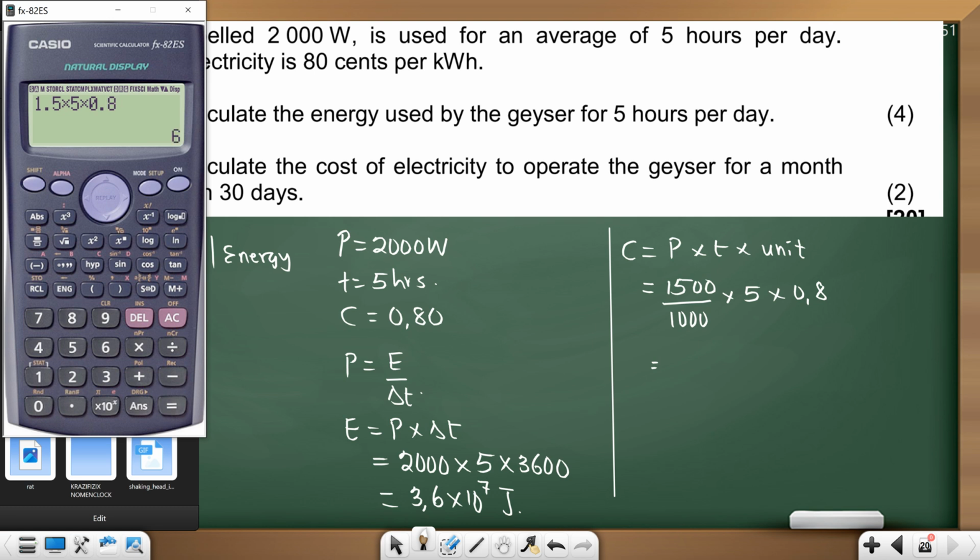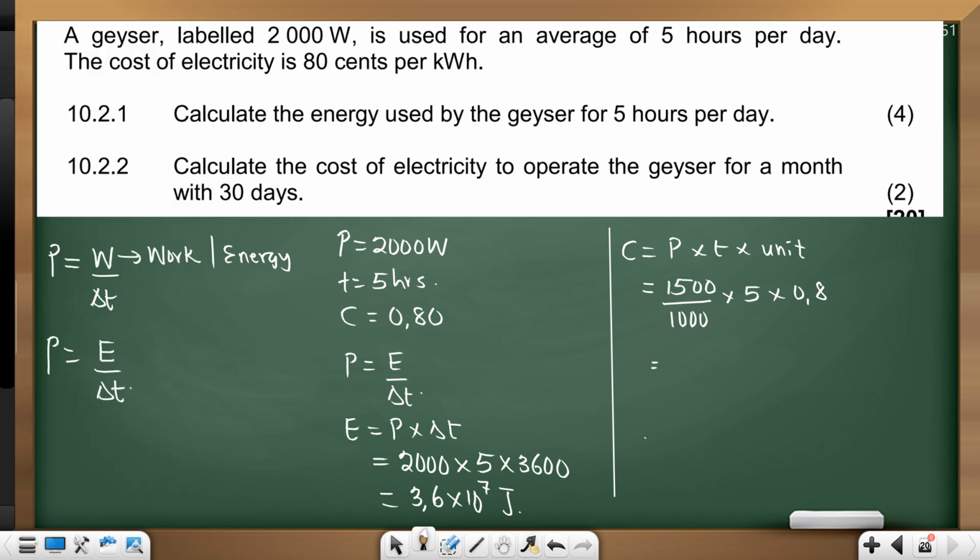What did you get? You said you got what? No, but the 9 is wrong. Is it? No. Oh, wait. Hold on. They said calculate the cost of operating the geyser for a month. Yeah. So times 30. This is 5 hours per day. Hold on. What am I missing? 5 hours. I have to multiply by 30.